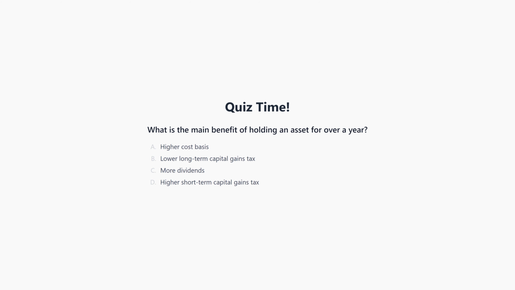Here's a quick quiz for you. What is the main benefit of holding an asset for over a year? Is it A, higher cost basis, B, lower long-term capital gains tax, C, more dividends, or D, higher short-term capital gains tax? You may pause the video now to think about the answer. We will discuss the answer in the next section of the video.